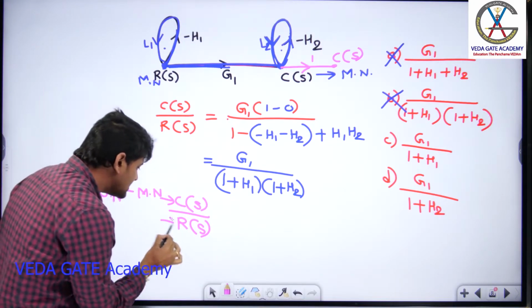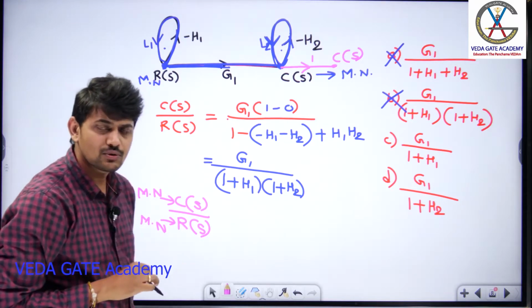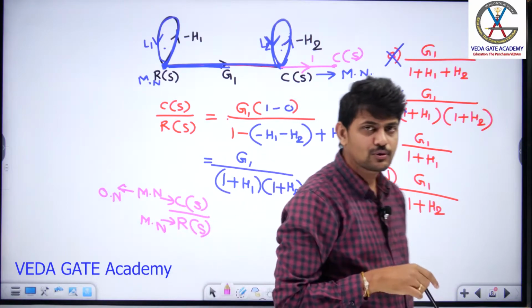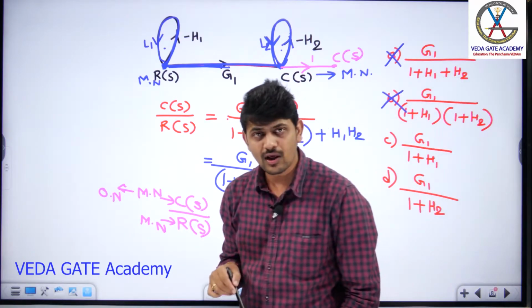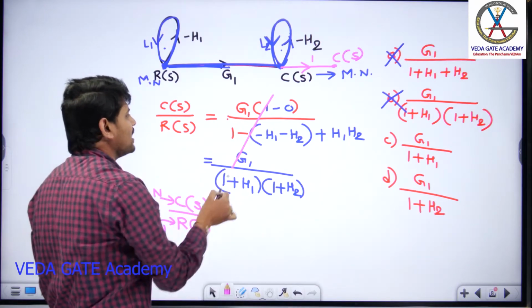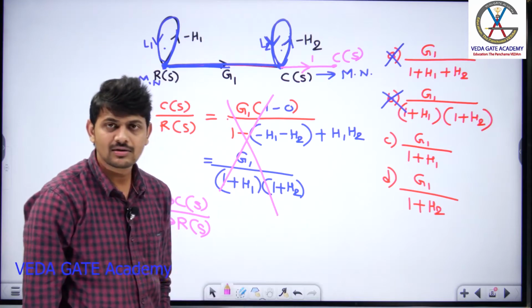But R of S in this example is also a mixed node. I cannot convert this mixed node into an input node. Any mixed node can be converted into an output node, but not an input node. Are you following what I am conveying? So that is the reason I cannot directly apply Mason's gain formula. If you apply Mason's gain formula, it will be the wrong answer.